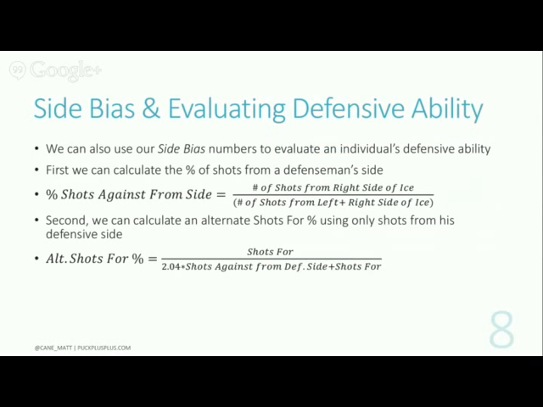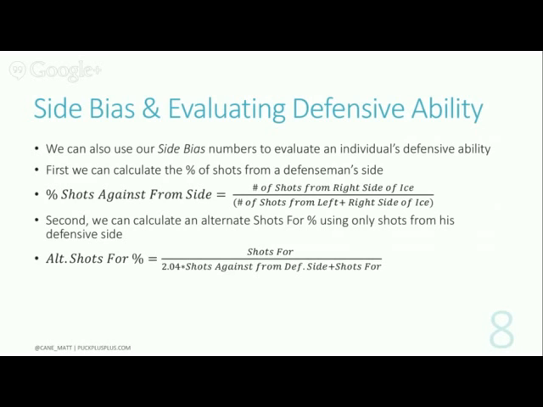The other way that we can use this new information that we've extracted from the shot location data, from the shot bias data, and from figuring out who's playing on what side is we can use it to evaluate defensive ability. So if we want to come up with a really crude model, we can divide the ice directly in half, and we can say whoever's playing on the left side, you're responsible for defending the left side of the ice. Whoever's playing on the right side, you're responsible for defending the right side of the ice. And we can find two ways to measure how well they're doing at defending their side of the ice.